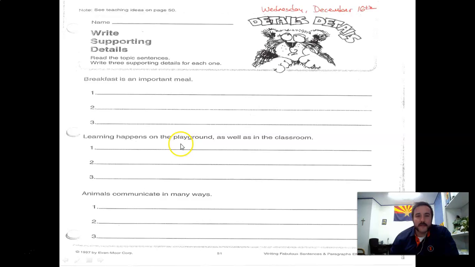That's what your assignment is here. Notice they give you 3 topic sentences. Your job is to write, and yes, you've got to come up with supporting details. The topic sentence here is, breakfast is an important meal. You need to think of and write 3 supporting details that support why breakfast is an important meal.